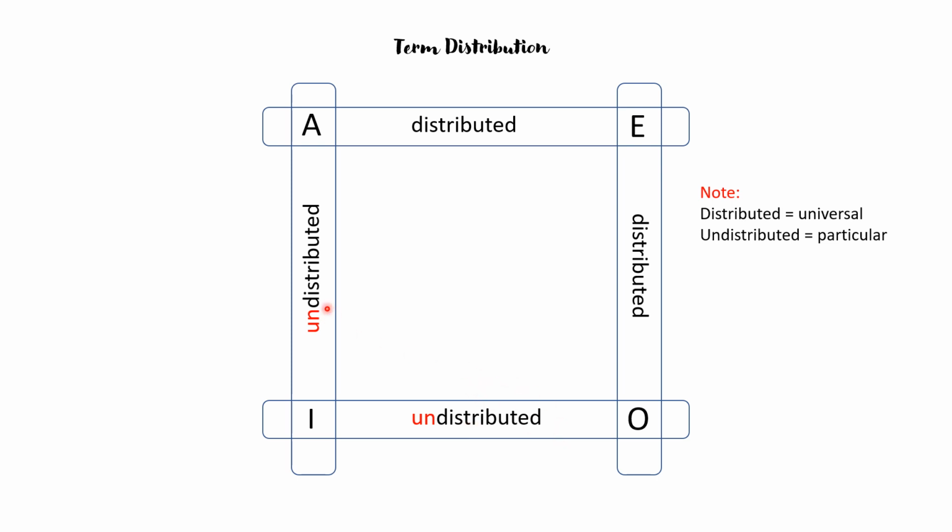Now, regarding the distribution of terms for the vertical lines, it's the predicate term that is being distributed, so that for affirmative propositions you'll get undistributed predicate terms, but for negative propositions like E and O, you will get distributed predicate terms.